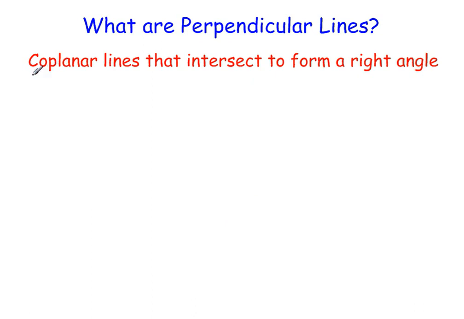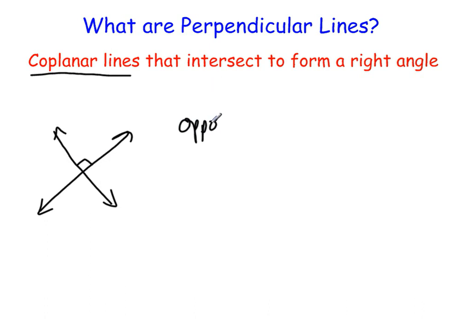Perpendicular lines are coplanar again, lines in the same plane that intersect to form a right angle. So I can draw lines in any direction I'd like as long as they form a right angle. And if you remember from geometry, we put this little box. That's the only way you know for sure that they form right angles. So hopefully you remember that they have what we call opposite reciprocal slopes.